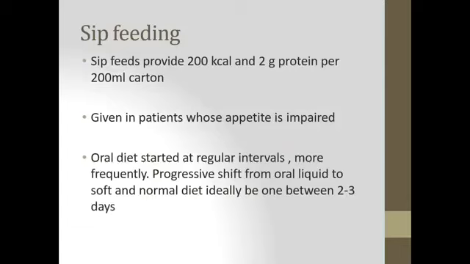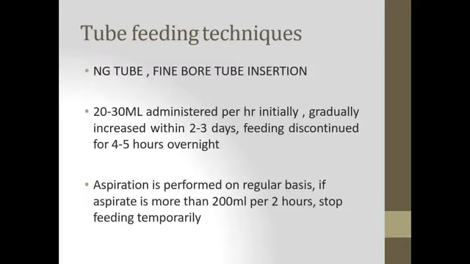Oral feeds are the sip feeds, which are commercially available in the market and provide 200 kilocalories in a carton. Given in those patients whose appetite is impaired, oral diet is started at regular intervals more frequently, and progressive shift from oral liquid to soft and normal diet ideally be done between 2 to 3 days.